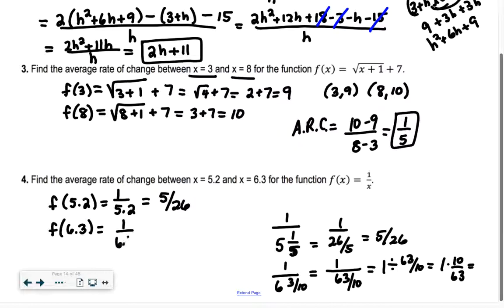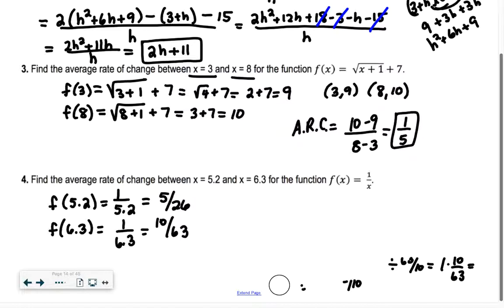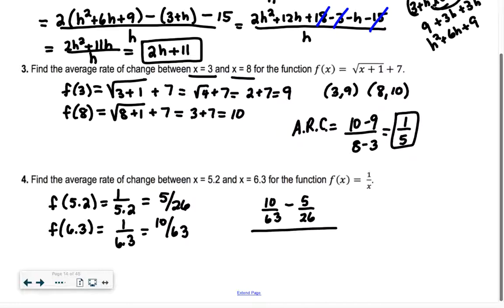So you can check on your calculator. Do you guys all get 10 over 63? You do. So it's nice to know this fraction stuff, but I'll let you use your calculator. My gift to you. All right, so we want to find the average rate of change. So we're going to do 10 over 63 minus 5 over 26 divided by 6.3 minus 5.2. Do you guys see why I'm letting you use your calculator on this one?